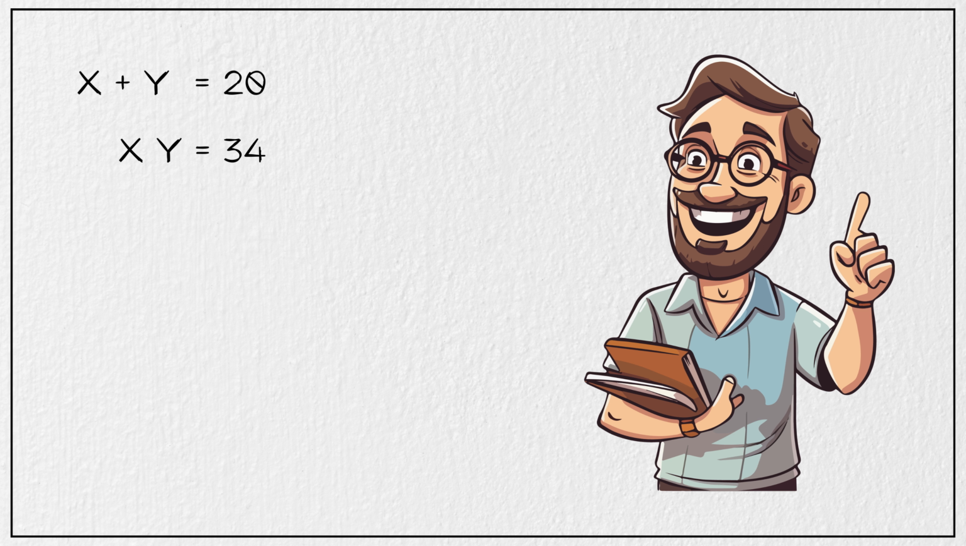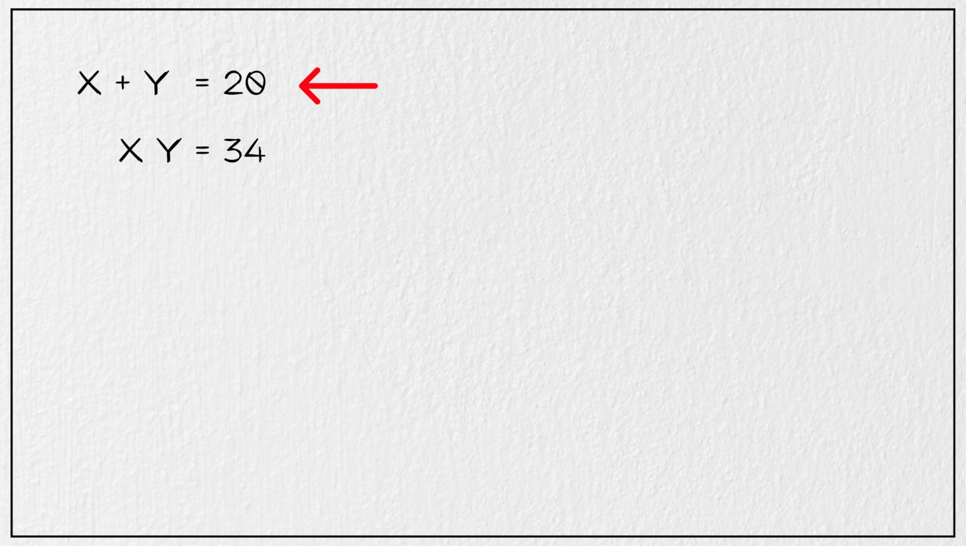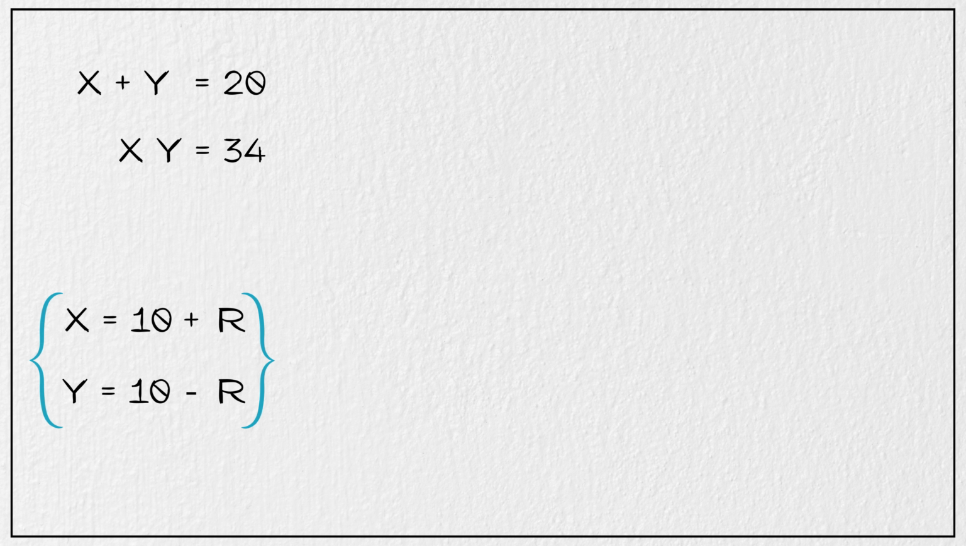So to solve this kind of symmetry problem, we take this sum, which is 20, and divide it by 2. That gives us 10. Now let us set x equal to 10 plus some variable r, and y equal to 10 minus that same variable r. This symmetrical setup makes the algebra super clean and easy to work with.